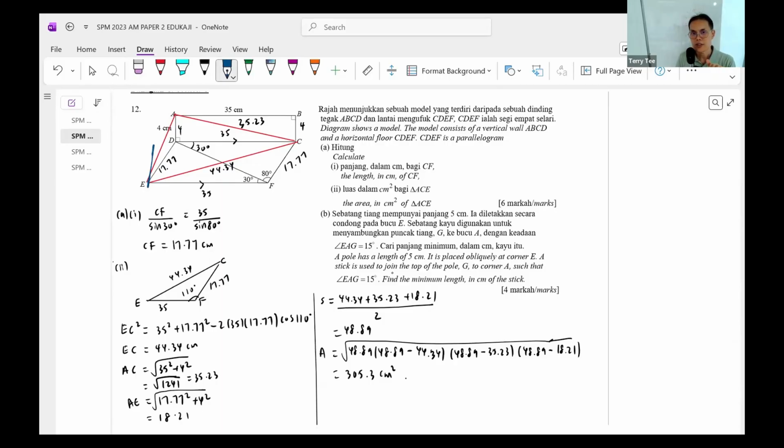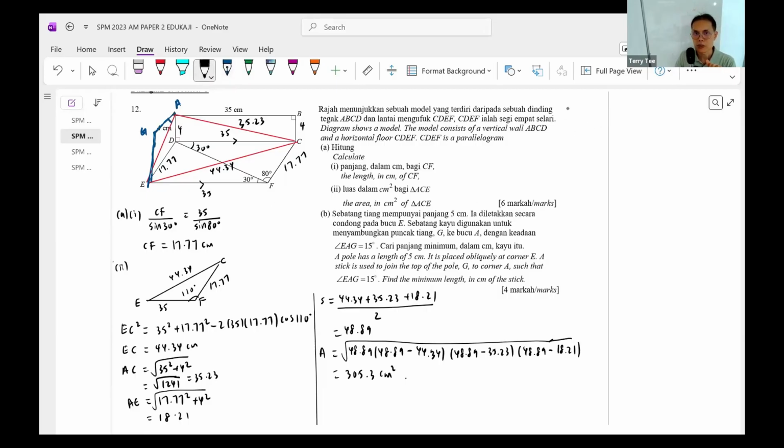A stick is used to join top of the pole G to the corner A, such that EAG is 15°. EAG is 15°. Now I don't know how tall this thing is. It looks like this. Sorry, again, it's very hard to see, right? This is your G. Okay, EAG. A is here. EAG is 15°.